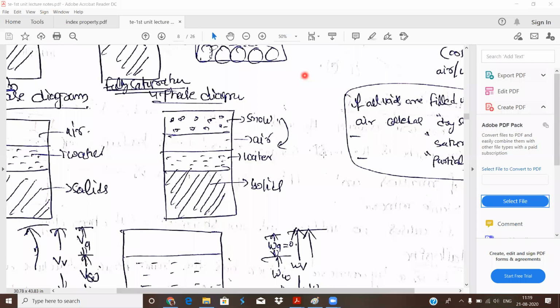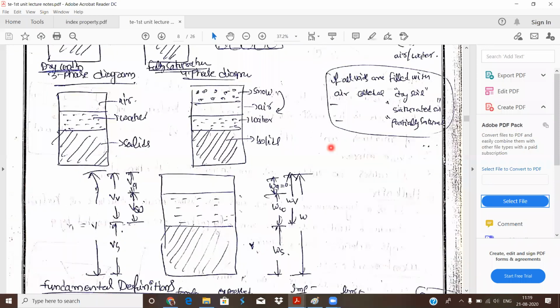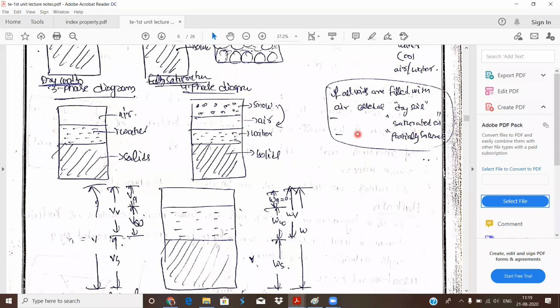If the voids are filled with air, it is known as dry soil. If the voids are filled with water, it is called saturated soil. If the voids are filled with air and water, it is known as partially saturated soil. So this is the main important topic discussed today. All of you remember this once again.